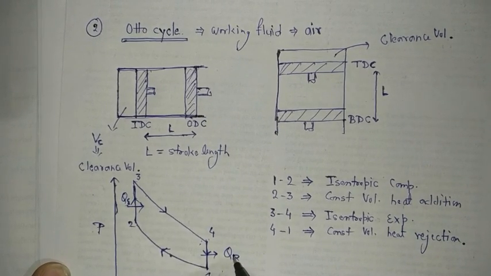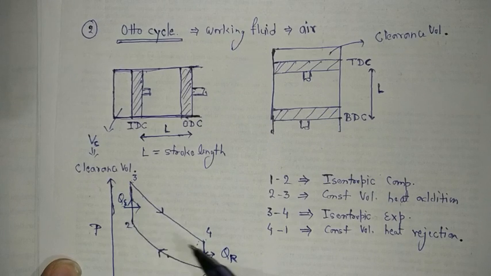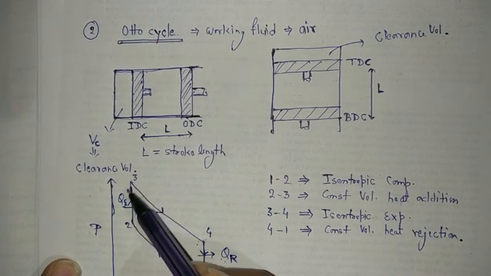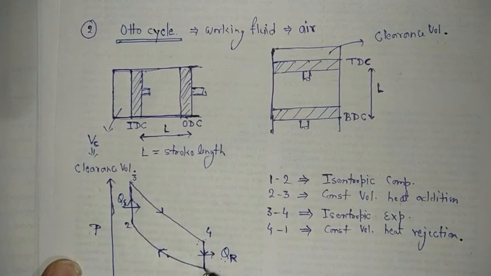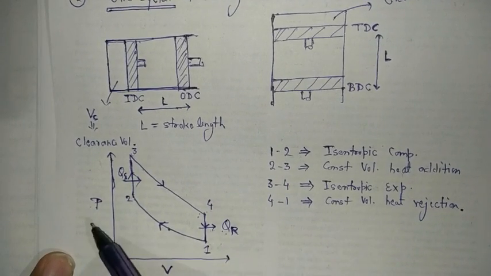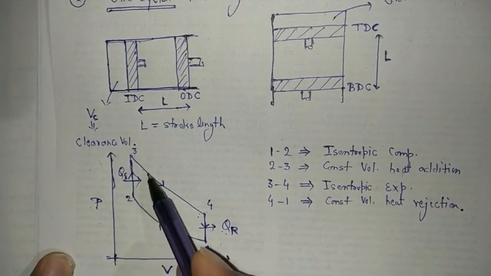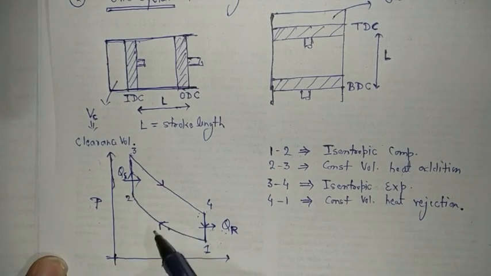We can see that process 2 to 3 and process 4 to 1 are constant volume processes, so we are not getting any work in process 2 to 3 and process 4 to 1, because both are constant volume processes. So we have plotted the cycle on the PV diagram. Now we will move forward to plot the same cycle on the TS diagram.